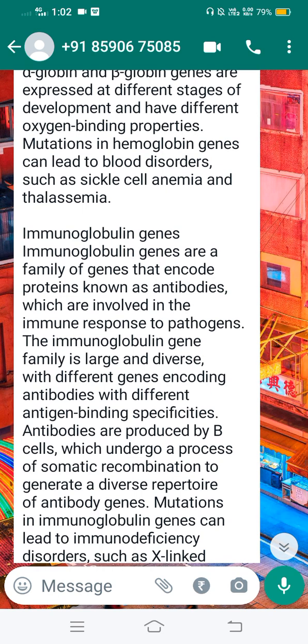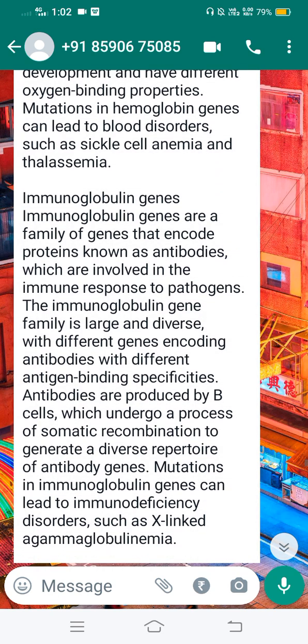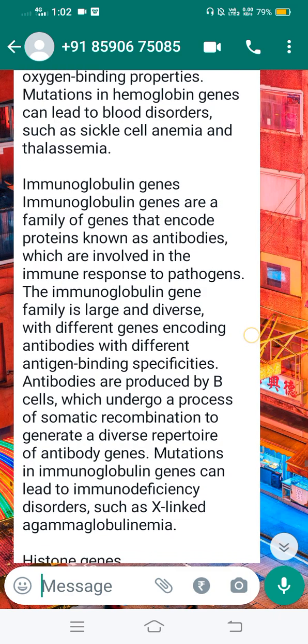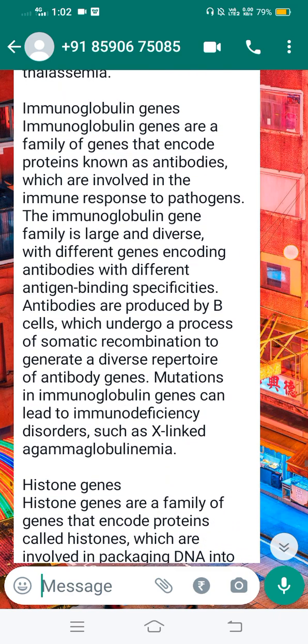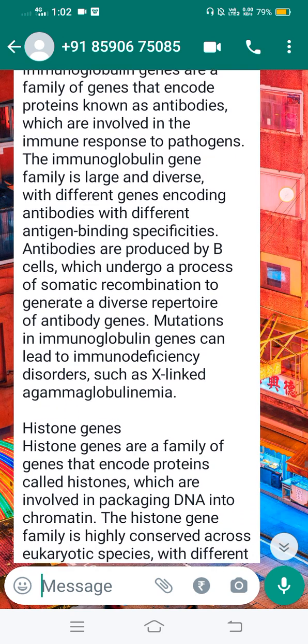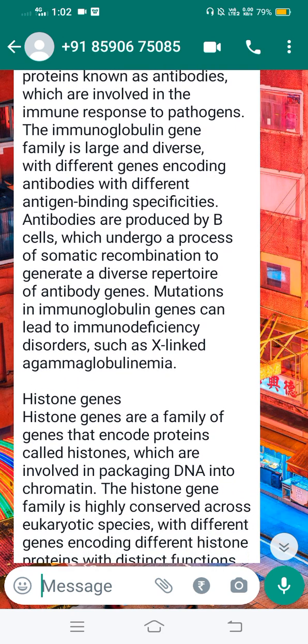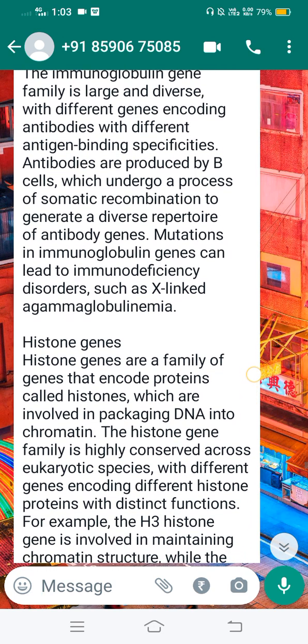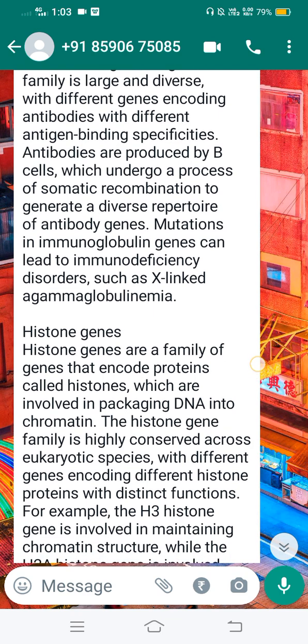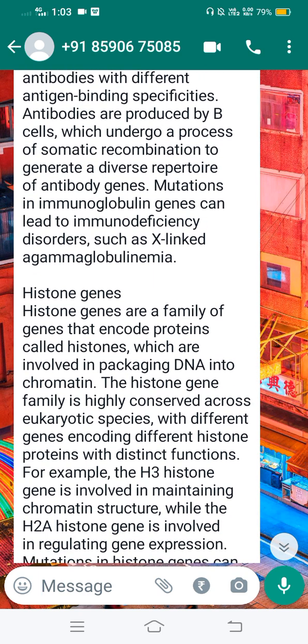Next is the immunoglobulin genes. Immunoglobulin genes are a family of genes that encode proteins known as antibodies, which are involved in the immune response to pathogens. The immunoglobulin gene family is large and diverse, with different genes encoding antibodies with different antigen binding specificities. Antibodies are produced by B cells, which undergo a process of somatic recombination to generate a diverse repertoire of antibody genes.